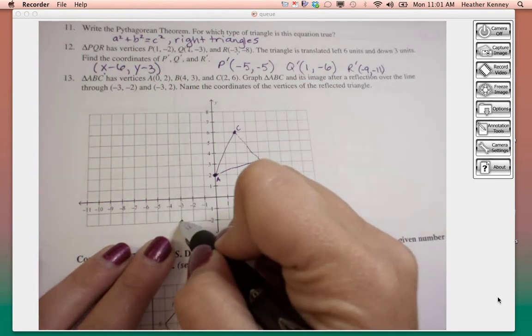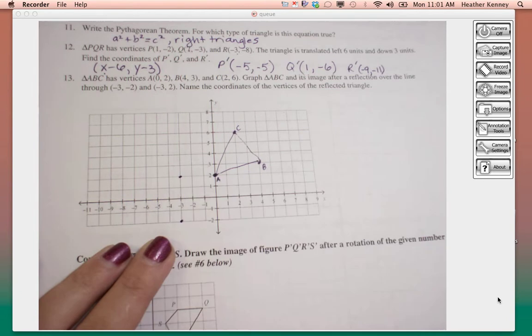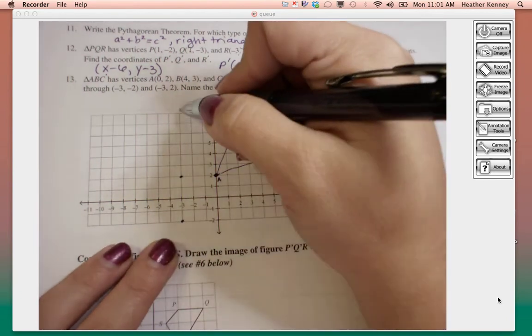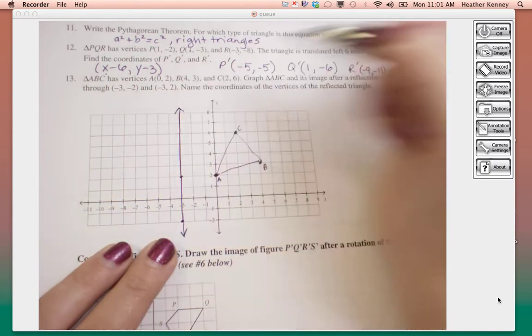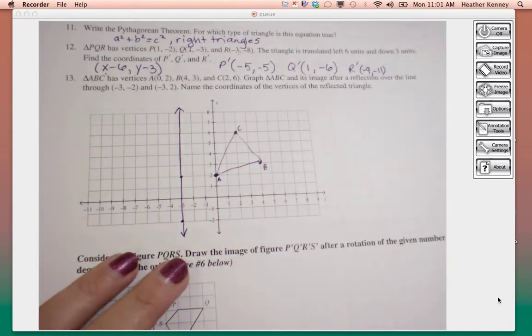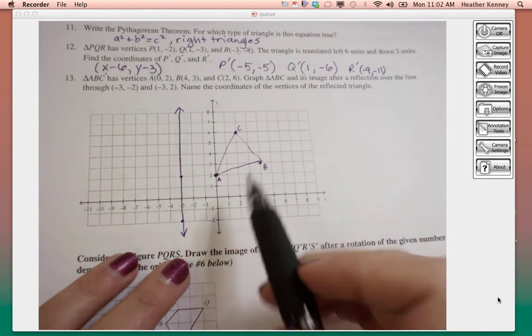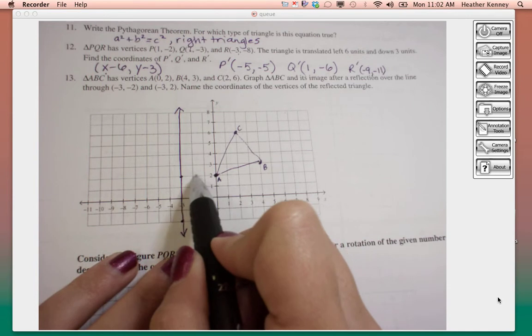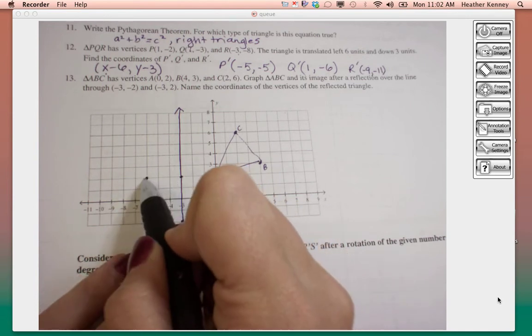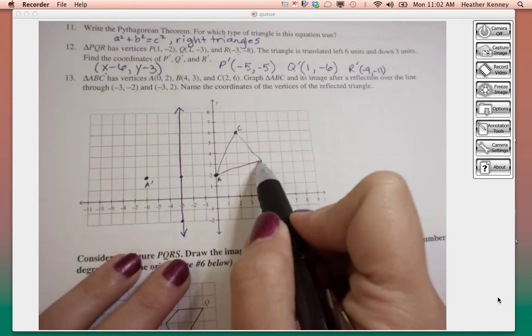Graph triangle ABC and its image after reflection over the line through (-3, -2) and (-3, 2). It says the line that goes through those 2 points. Remember, a line is infinite. It goes on forever, so you would draw the whole line. They just gave you 2 reference points to show you where to draw your line. Now we're going to reflect that triangle over that line.